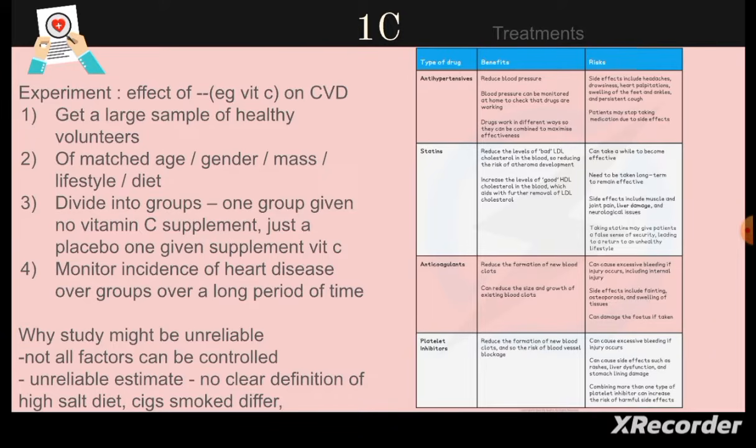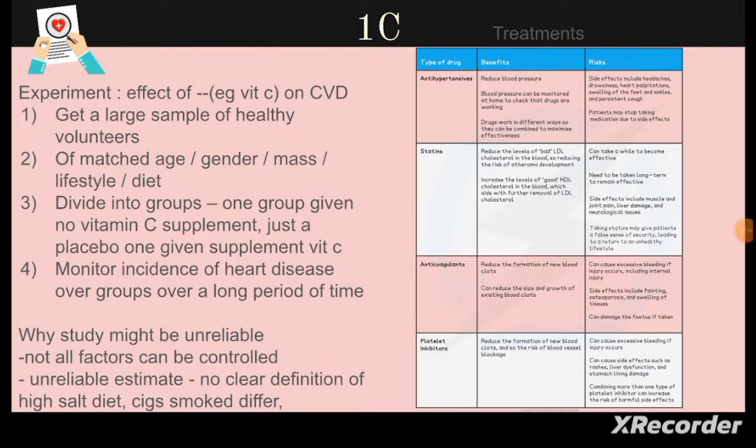The individuals have to be of similar age, gender, mass, lifestyle, and diet. You divide those individuals into two groups. One is given, for example, a vitamin C supplement or a certain type of antioxidant, and then the other group is given a placebo. Why is a placebo given? So that we know that the vitamin C is what is causing the change, not the mental factor of it. And then you monitor the incidence of heart disease over the group over a long period of time.